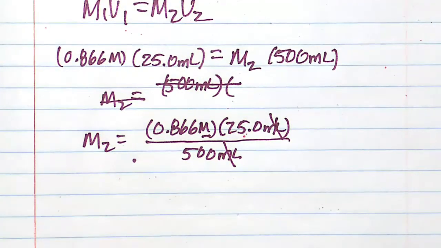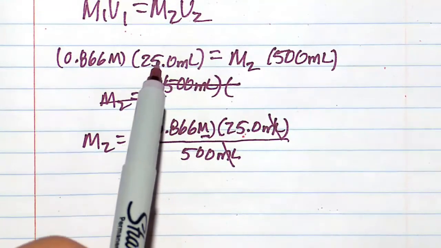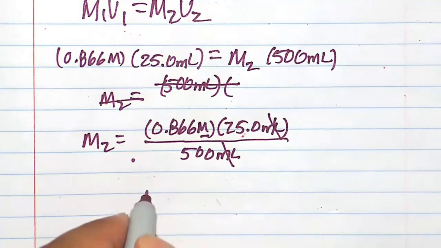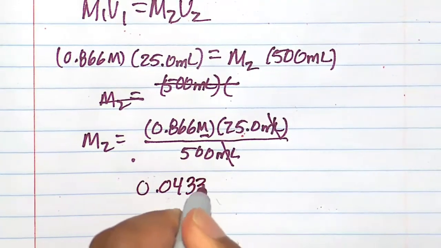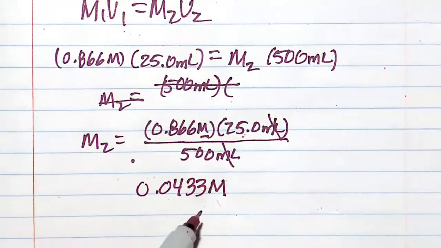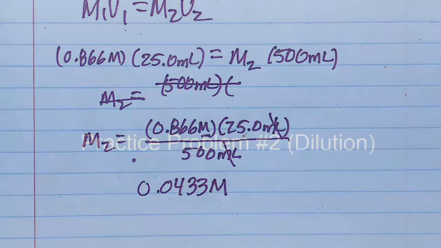So the final concentration in that bottle is not 0.866. Once I dump in 475 ml more of water to get the total volume to 500, my new concentration in that bottle is 0.0433 big M. So I went from 0.866 to 0.0433 molar. That is what dilution is, adding water to get the concentration significantly less.